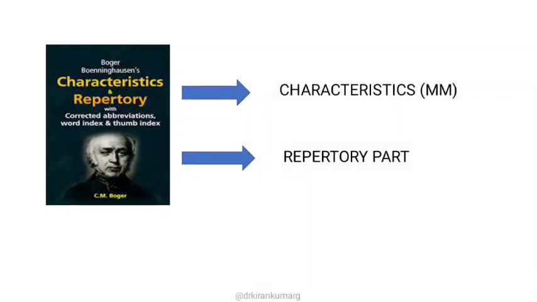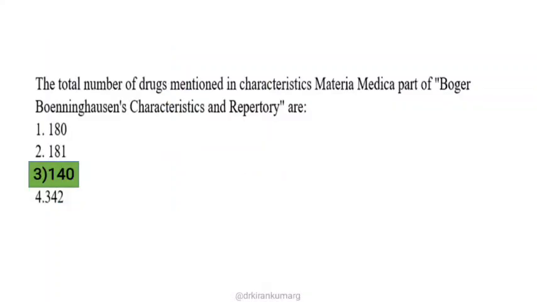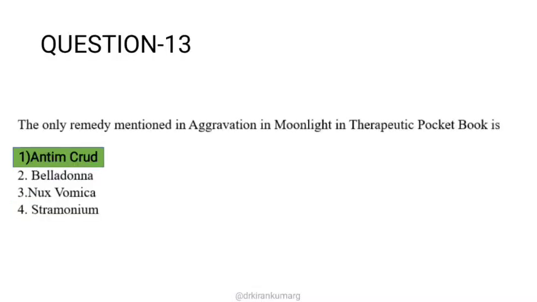Okay, so the question asked here was, what is the number of remedies mentioned in the characteristic part of the materia medica? The right answer is 140. That is why only the materia medica part question has been asked, how many remedies are there. So the answer is 140. Okay, moving on to the next question.